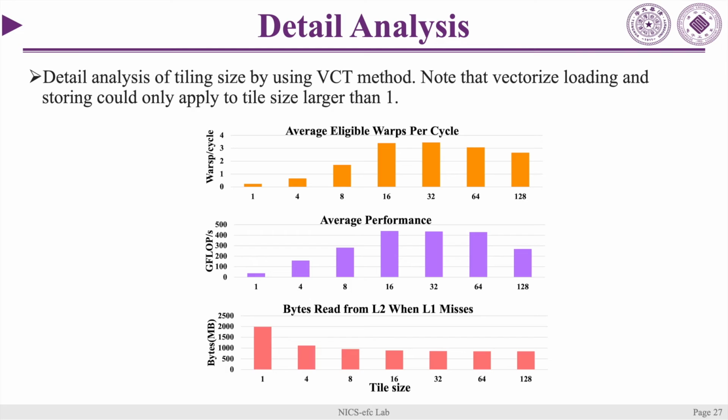As shown in the figure, the bytes read from L2 for misses drop when the tile size increases from 1 to 16. In theory, expanding the tiling size will make more effective use of data locality and reduce cache misses. However, experiments have shown that continuing to increase the tiling size will not achieve better performance.